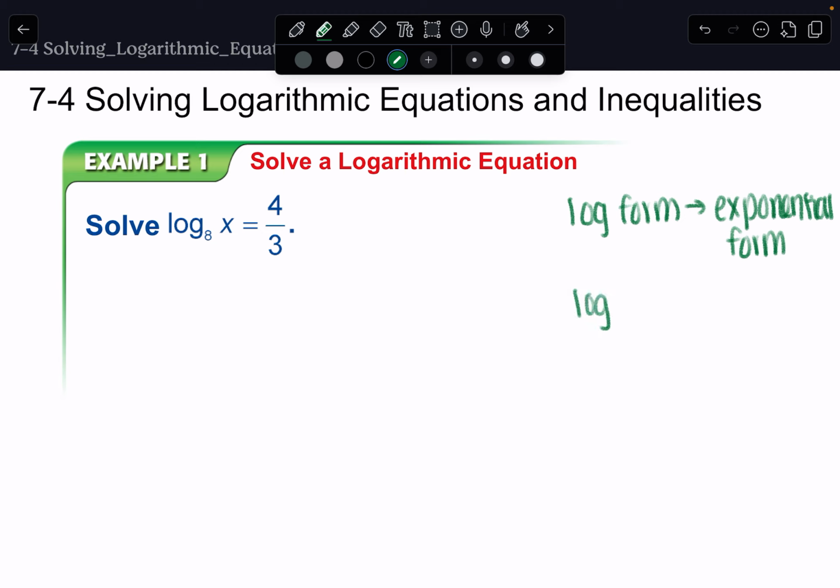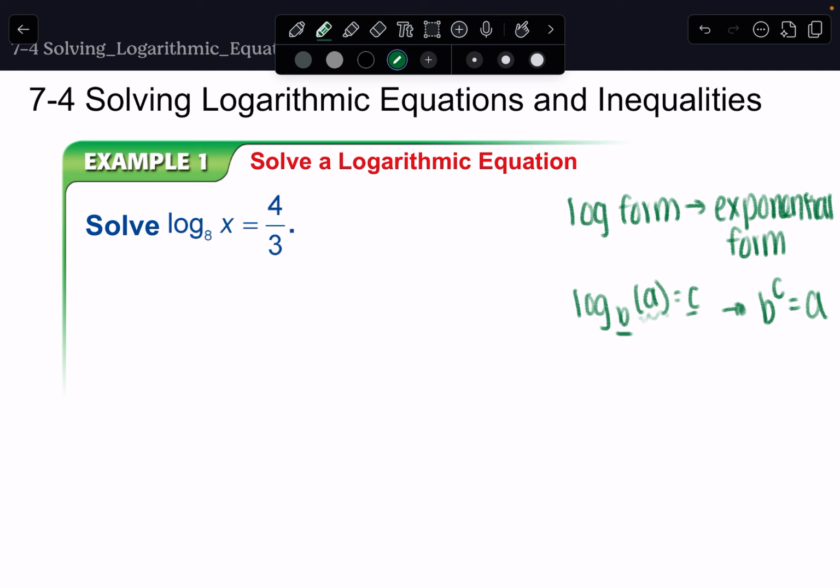So log form is currently what you have in this question. So I have log, a subscript, a value is equal to another value. To change that to exponential, your things really just get rearranged. Your base that's with the log becomes your base of an exponent. The c becomes your actual exponent. And then the a value is what it's equal to. So you're rearranging and then dropping the word log.